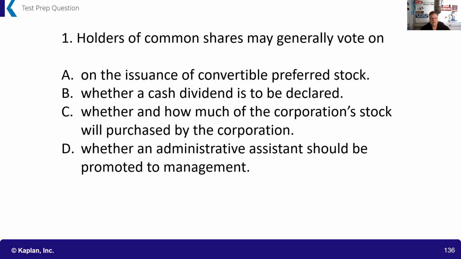Whether and how much of the corporation's stock will be purchased by the corporation, that's called treasury stock. And again, that's associated with corporations that are generating more net income or earnings than they need to deploy back into the business. So there's a couple of ways we can return excess capital to shareholders. One is declaring a dividend, distribution of a dividend. Another is by buying stock into the treasury. I would definitely know that treasury stock has no voting rights and pays no dividends. And again, that's a decision that the board makes. Whether an administrative assistant should be promoted in management? No, that has nothing to do with the shareholders. So the answer to that question is A.